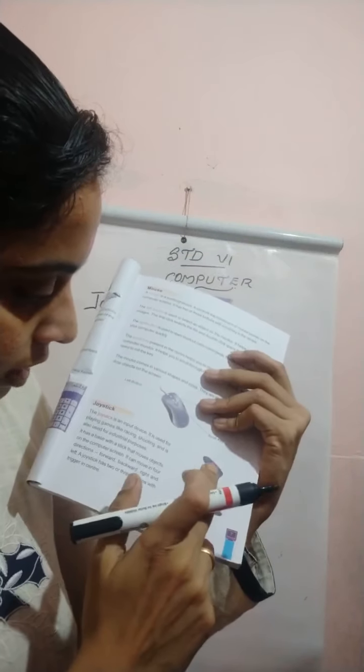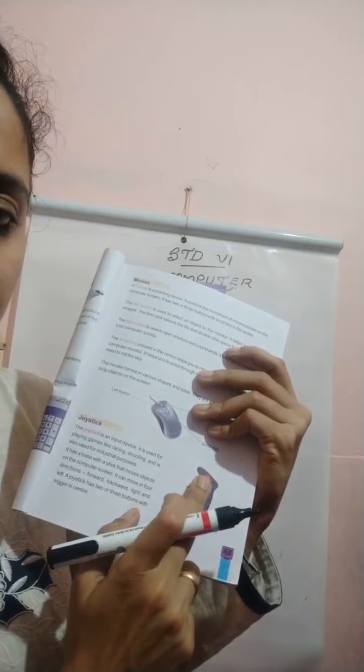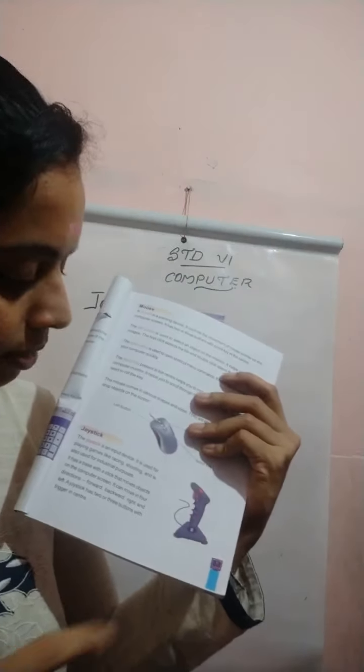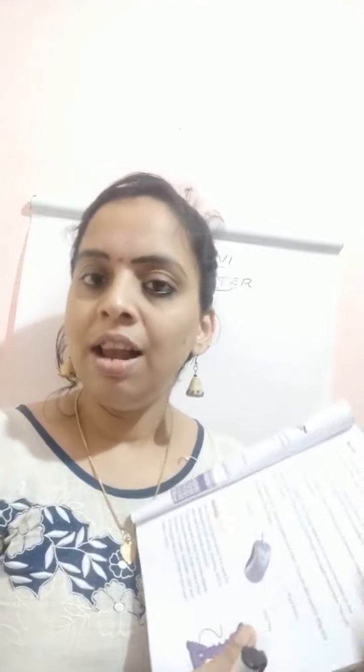See, in the joystick there will be 2 or 3 buttons, and in the center a trigger will be given. So this is the joystick. Is it clear? This is an input device which we use to play games and for industrial purpose. Okay. Next, what is the next one?